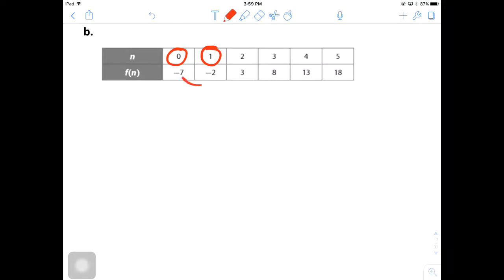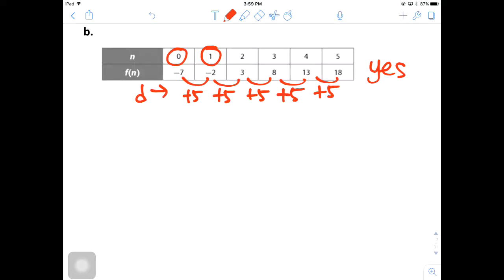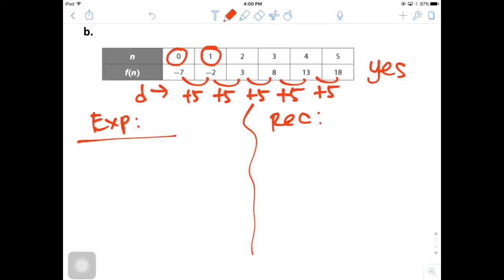First thing is, let's try to find a pattern. From -7 to -2, we add 5. And from -2 to 3, we also add 5. From 3 to 8, it appears that to get to the next term, we're adding 5. So that is very consistent, and we can conclude that, yes, this is an arithmetic sequence. And d is already given here, but we're going to show the work for it. So let's write down the explicit rule and the recursive rule.